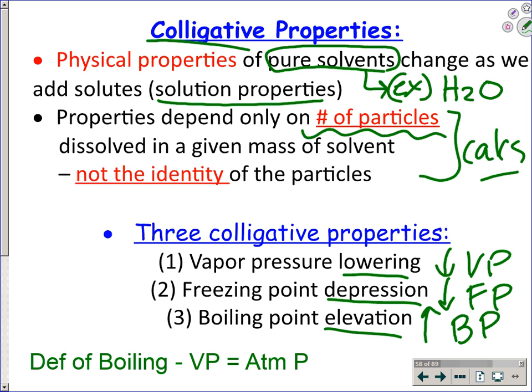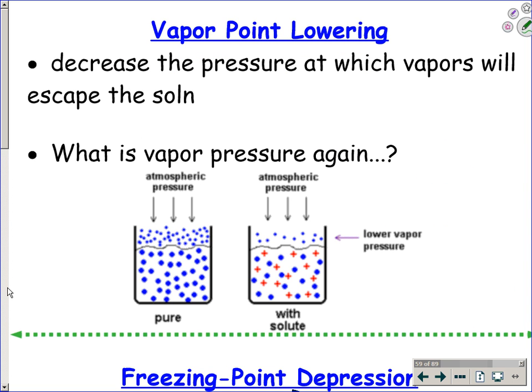Okay? The specific identity doesn't matter. It doesn't matter if it's ethanol or methanol or heptanol or octanol. It's the fact that does it break up or does it not. Thumbs up? Okay. These are all called what properties? Colligative properties. Good.